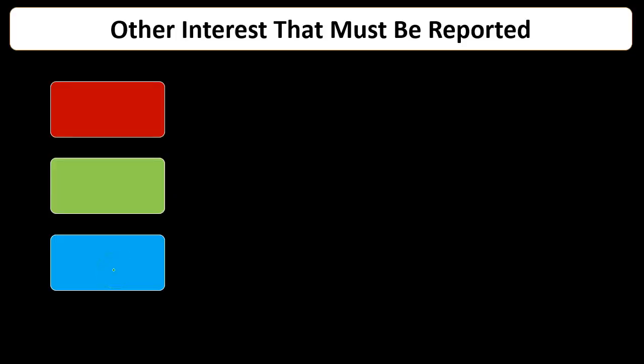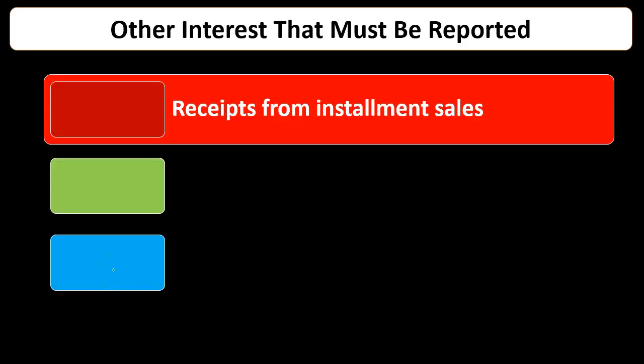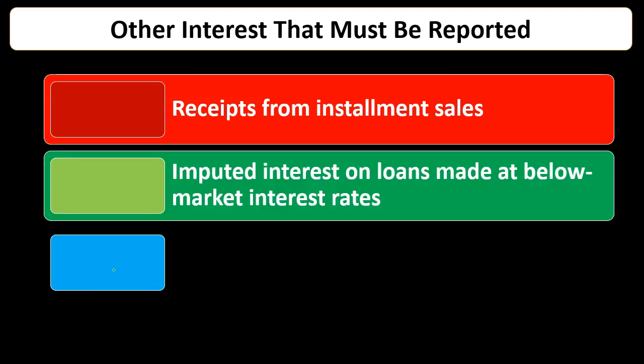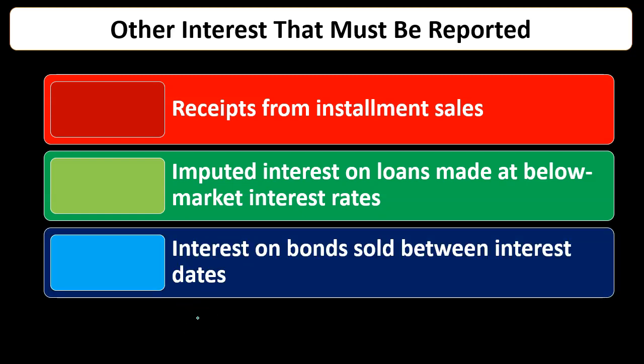Other interest that must be reported is going to be less common, but something to keep in mind. Receipts from an installment sale, imputed interest on loans made at below market interest rates. So if we made a loan, and again this would be kind of unusual, one way to manipulate the loan for one reason or another is to not explicitly say that there's an interest rate. But if there's a long-term loan, you would think that there should be an interest rate worked into the loan agreement in some way. So you'd have to impute the interest rate under those circumstances. Again, this is a more unusual type of circumstance. Also, interest on bonds sold between interest dates.